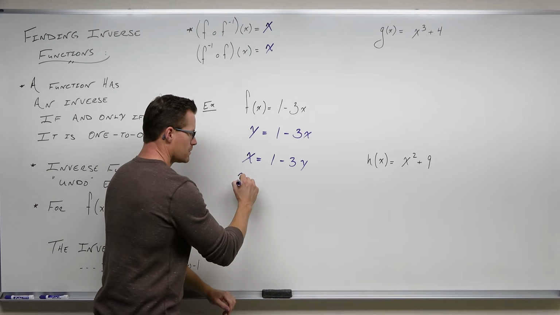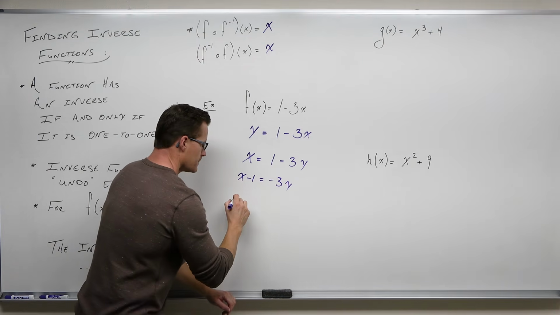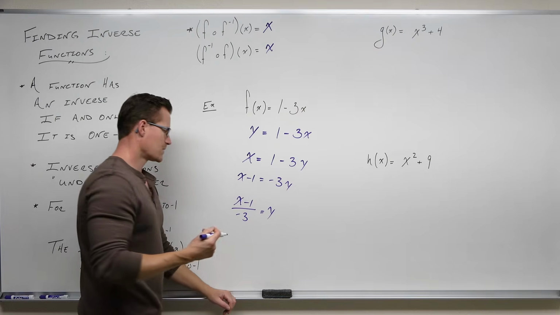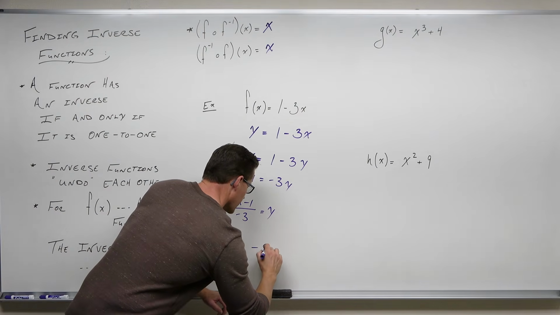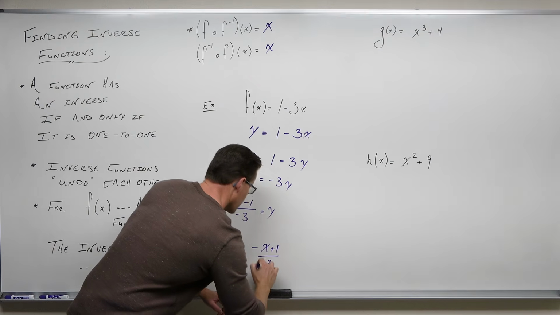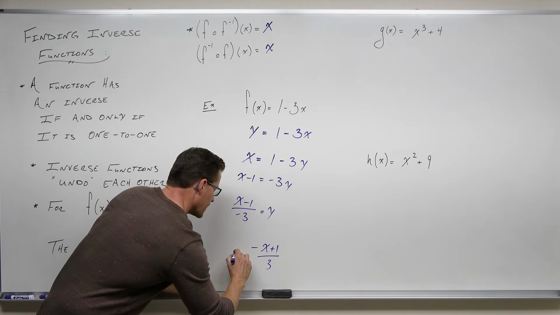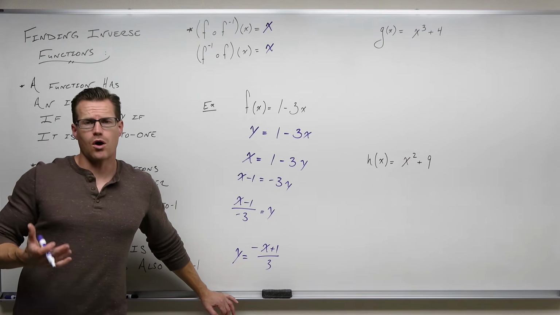We're going to subtract 1, divide by -3. I really don't like seeing a negative on the denominator, so I'm going to write this a little differently. Maybe move my negative to my numerator, in which case you would have to distribute. And this essentially is your inverse.